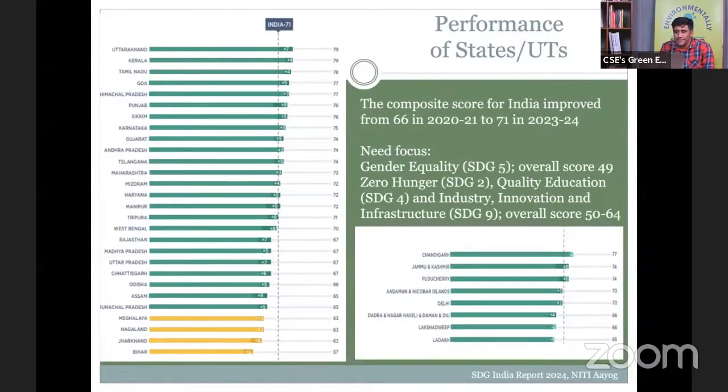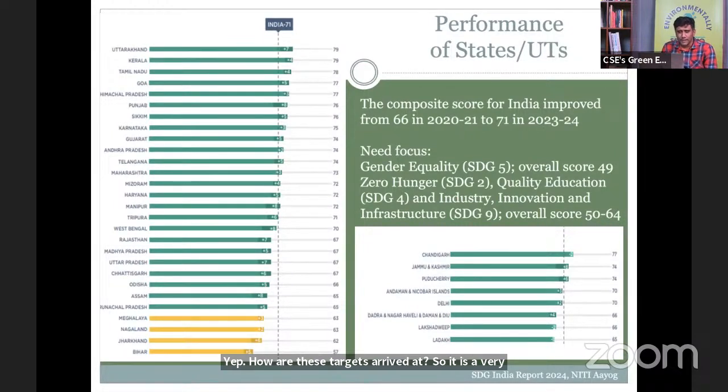Yep. How are these targets arrived at? So the UN basically comes up with these targets. However, countries also have their own targets. So a lot of the targets that India follows within the SDGs might not feature in the UN ones. Basically, the targets are the way to measure whether progress is happening or not. So India has its own set of targets. There are also some targets that India wants to measure but doesn't have the data set for right now. So these targets are sort of fluid, but broadly they talk about the same thing.